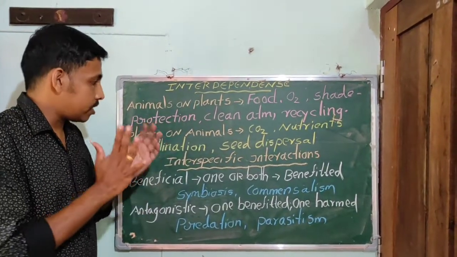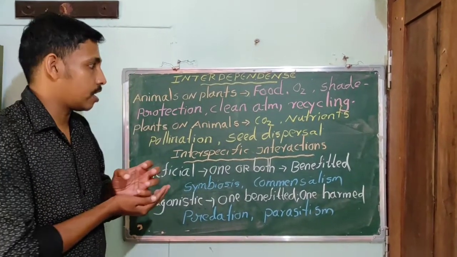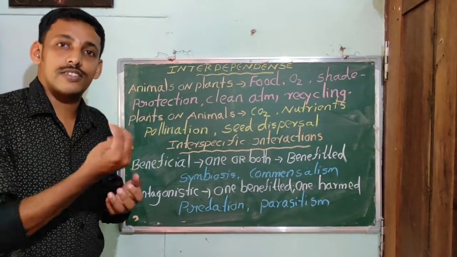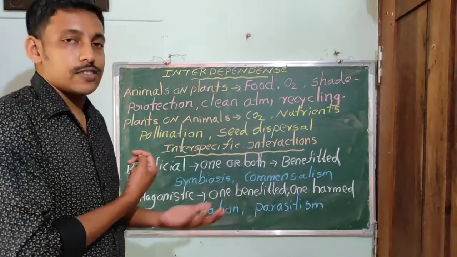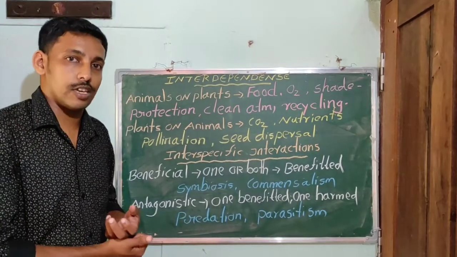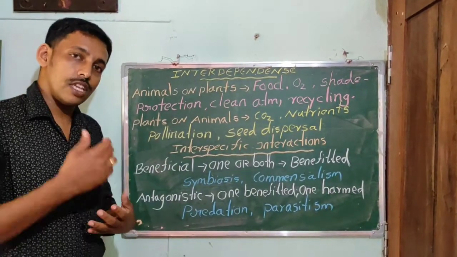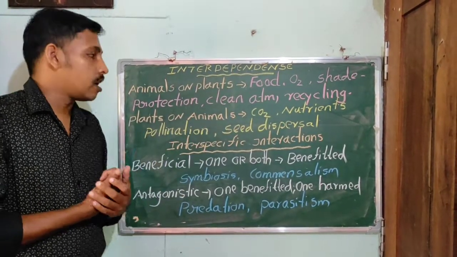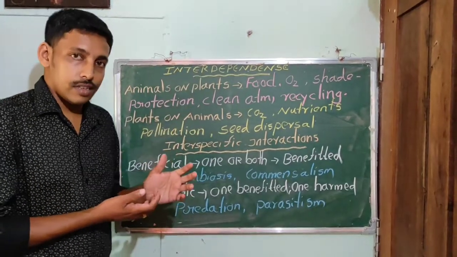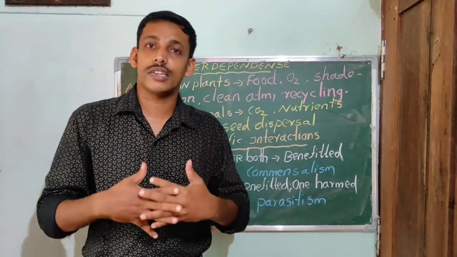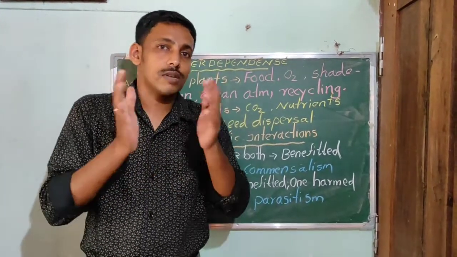Like that, the plants also depend upon animals. For what? For carbon dioxide. Plants get this carbon dioxide from the animals. Then nutrients: plants obtain nutrients from the dead and decayed organisms, from the organic matter. Then for pollination and seed germination, the plants depend upon animals. So for all these reasons, there is interdependence between organisms. These are some of the interdependences.